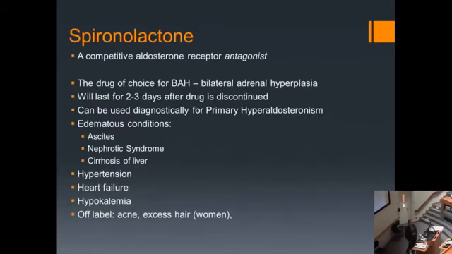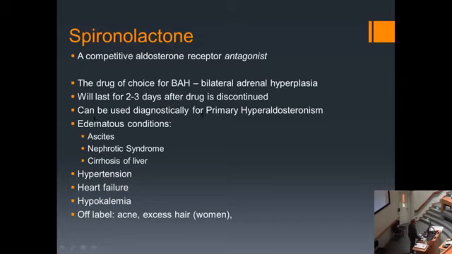We talked about spironolactone, right? Here we've got a competitive aldosterone receptor antagonist, right? So it's going to block this. It's basically the drug of choice for bilateral adrenal hyperplasia, all right? And it persists in the system for a long time. So, once you stop giving that drug, you've got to wait about 2 to 3 days before that drug is essentially eliminated, and so long half-life.